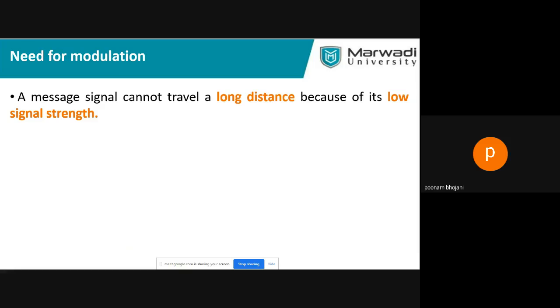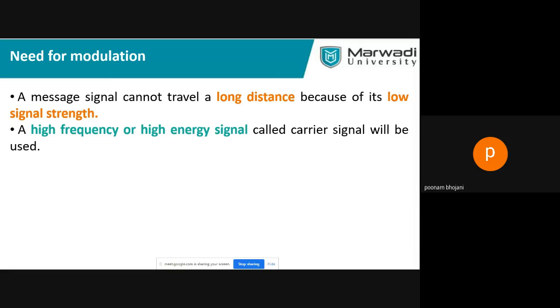So to reduce the height of the antenna, you have to increase the frequency, because there is a direct relation by the equation. You have already seen that the frequency and wavelength relation is f equal to c by lambda. And the height of the antenna and lambda relation is height of the antenna equal to lambda by 4. So you can say that the height of the antenna is inversely proportional to the frequency. That's why you have to keep your frequency high so that the height of the antenna can be low. A message signal cannot travel a long distance because of its low signal strength, so a high frequency or high energy signal called the carrier signal will be used.